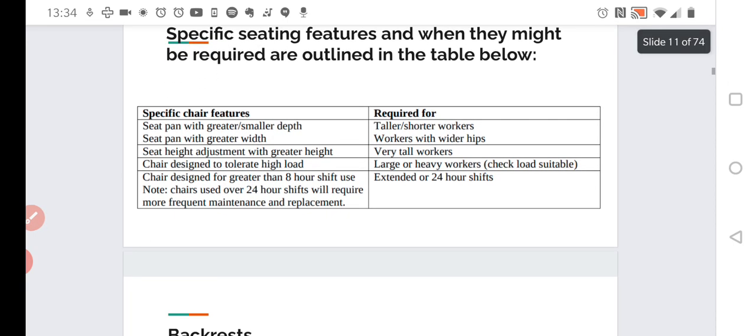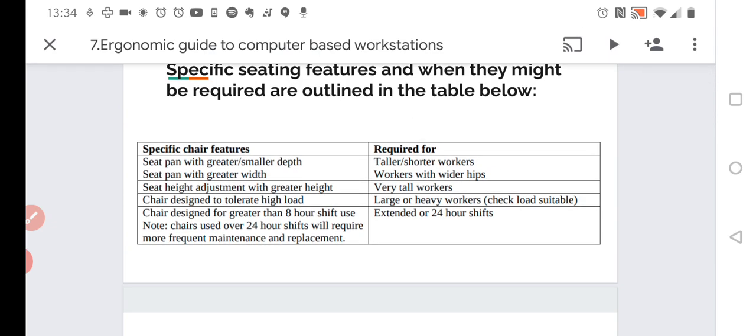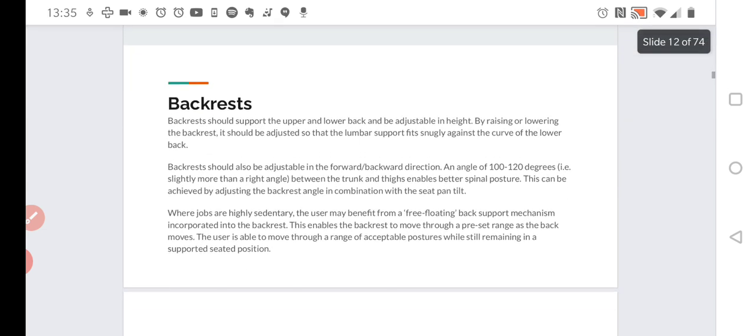Okay. And of course there are some specifics depending on the kind of workers. Taller or shorter workers, seat pan with greater or smaller depth. Seat pan with greater width in case of workers with wider hips. Seat height adjustment with greater height for very tall workers. So those that are very non-standard ones. Chair designed to tolerate high loads in case of heavy workers. Chair designed for greater than 8-hour shift use in case of such shifts.